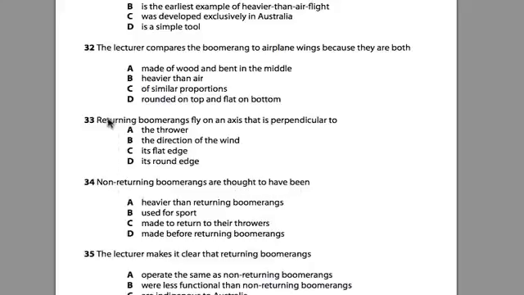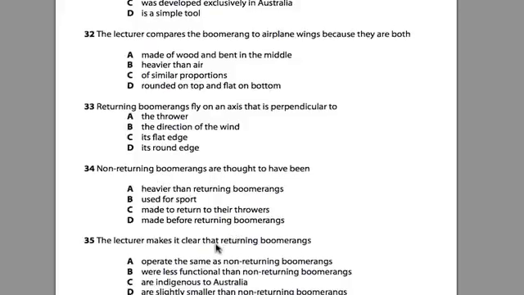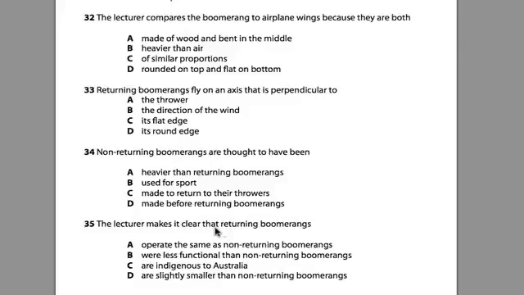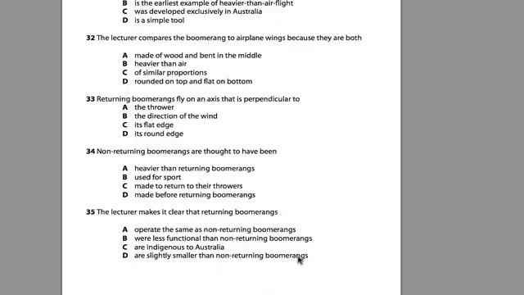34. Non-returning boomerangs are thought to have been... Okay, let's underline these words, returning and non-returning, because it looks like we have 2 different kinds of boomerangs. And, okay, now let's go to 35. The lecturer makes it clear that returning boomerangs, underline returning boomerangs, operate the same, are less functional, indigenous, native from an area, slightly smaller than non-returning boomerangs.